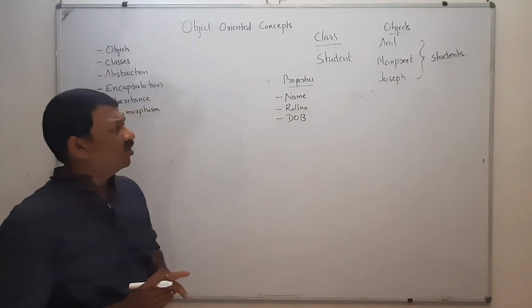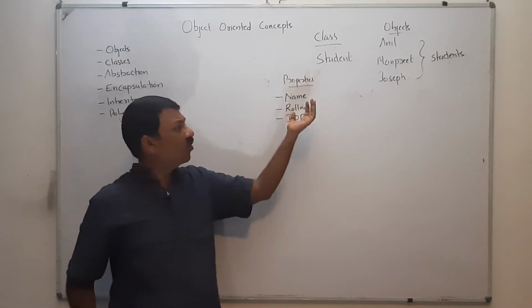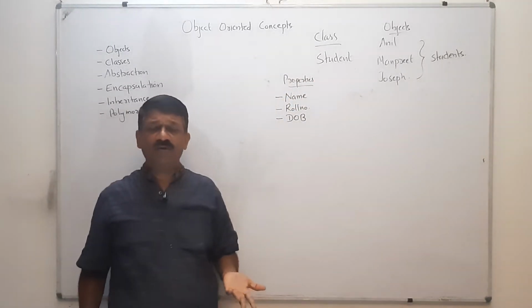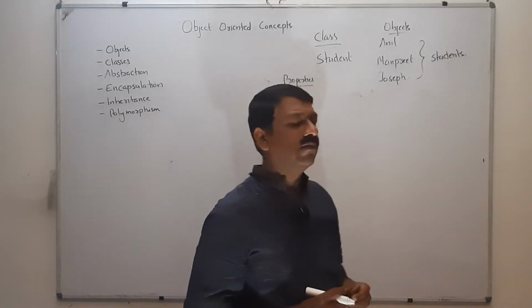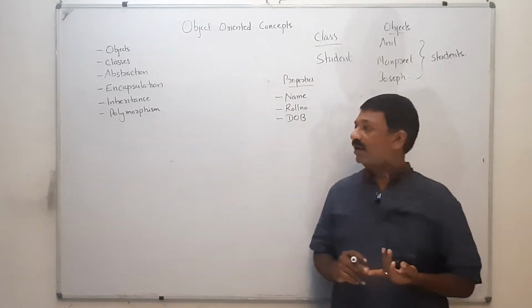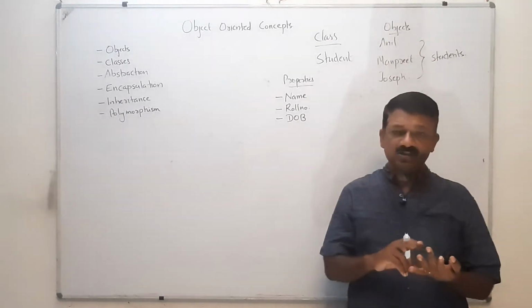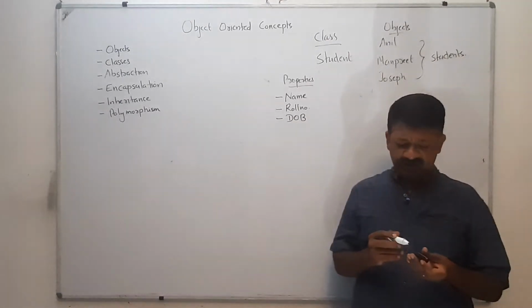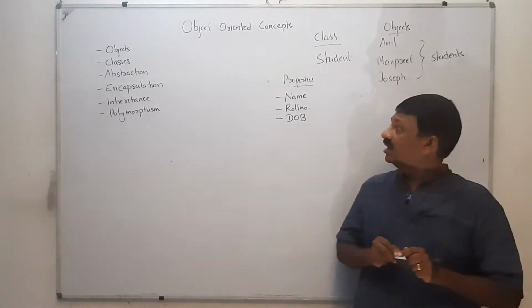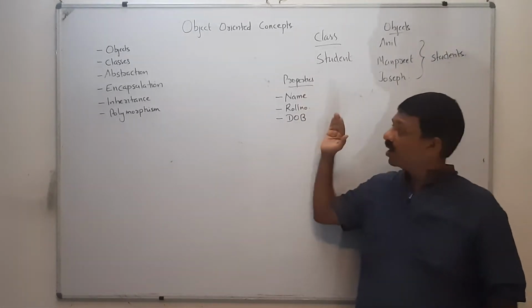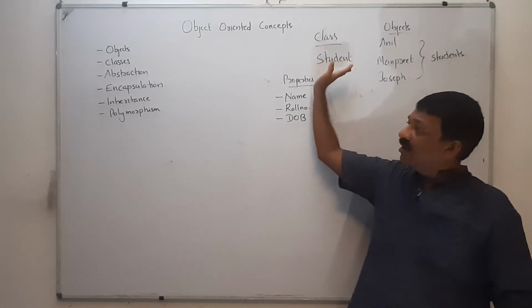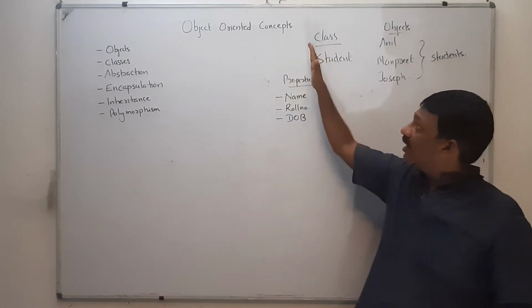Now we are focusing only on these three properties. You can have any number of properties for a student. For example, register number, the year in which he or she joined, parent name, etc. That means you can include any number of properties. So this is called class and object.